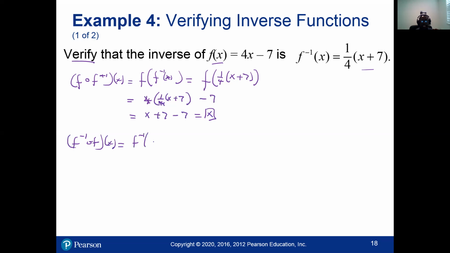F inverse of f. So wherever I see x in the f inverse, I plug in f of x. So this is the same as saying 4x minus 7, my inverse function is that. So this is 1/4, and then I have x plus 7. So whatever I see x, I plug in 4x minus 7. So this is 4x minus 7.